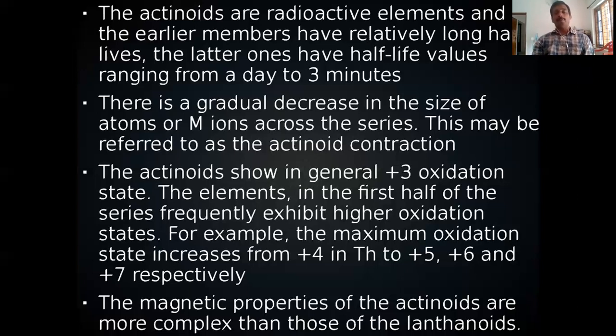The actinoids show in general +3 oxidation state. You have to remember it. Like lanthanoids, actinoids also show general +3 oxidation state. The elements in the first half of the series frequently exhibit higher oxidation states. For example, the maximum oxidation state increases from +4 in thorium, to +5, +6, and +7 respectively. Higher oxidation states are also possible. The magnetic properties of the actinoids are more complex than those of the lanthanoids. Complex magnetic properties.